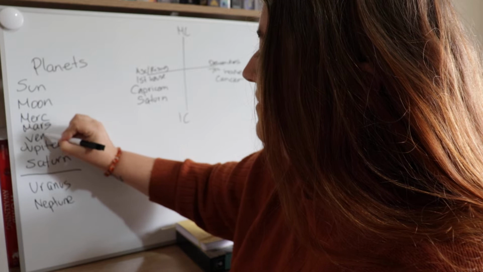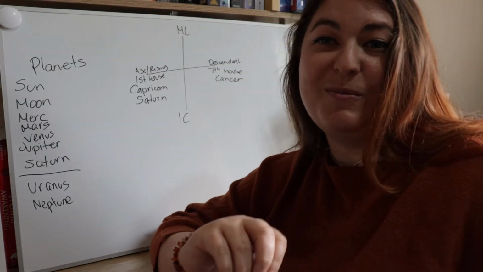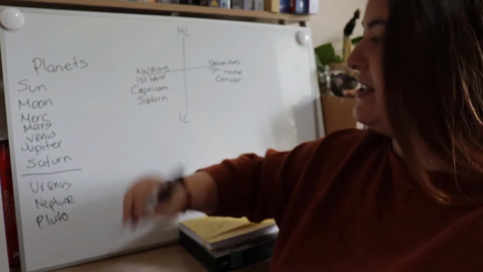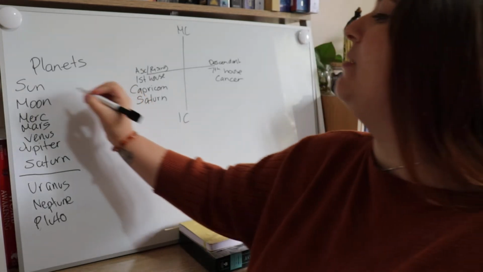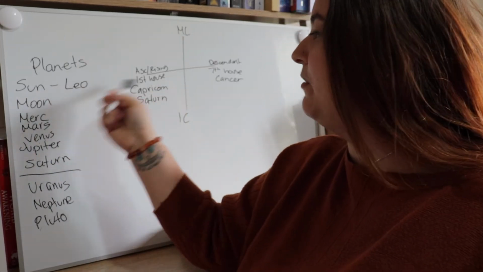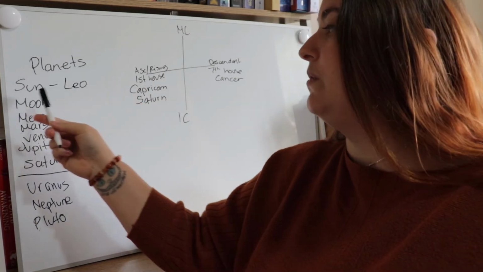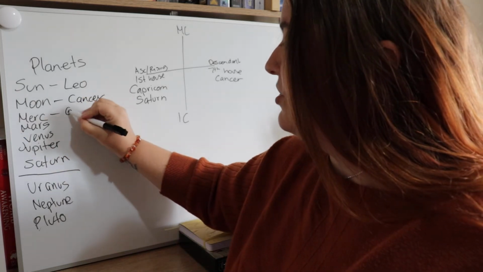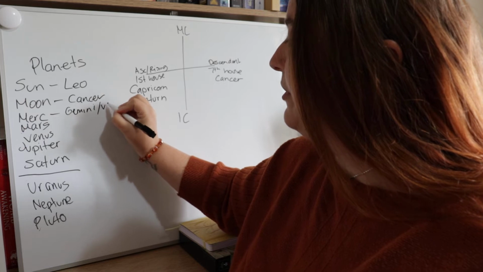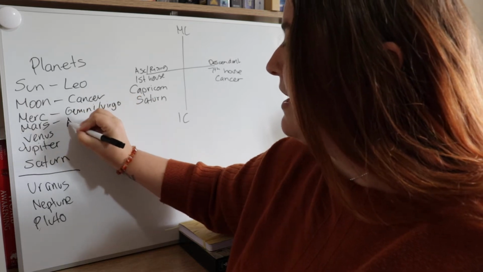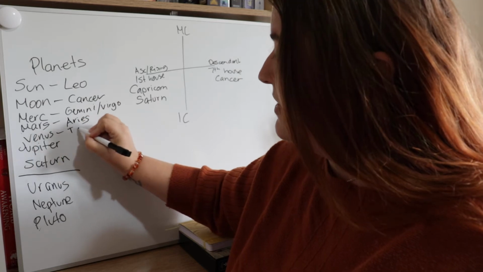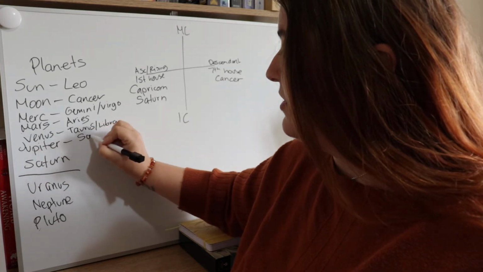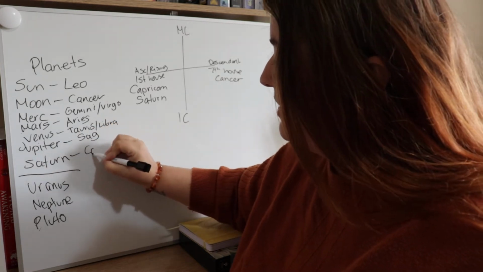Mars. Then Venus. Sorry, Mars. Last time I did this, I forgot Jupiter. And then we have Pluto. The reason why I've done this is because of our star signs. So for example, the sun rules Leo. So if you have a Leo rising, your planetary ruler or your chart ruler is going to be the sun. The moon is Cancer. Mercury is Gemini and Virgo. Mars is Aries. Venus is Taurus and Libra. Jupiter is Sagittarius. Saturn is Capricorn.